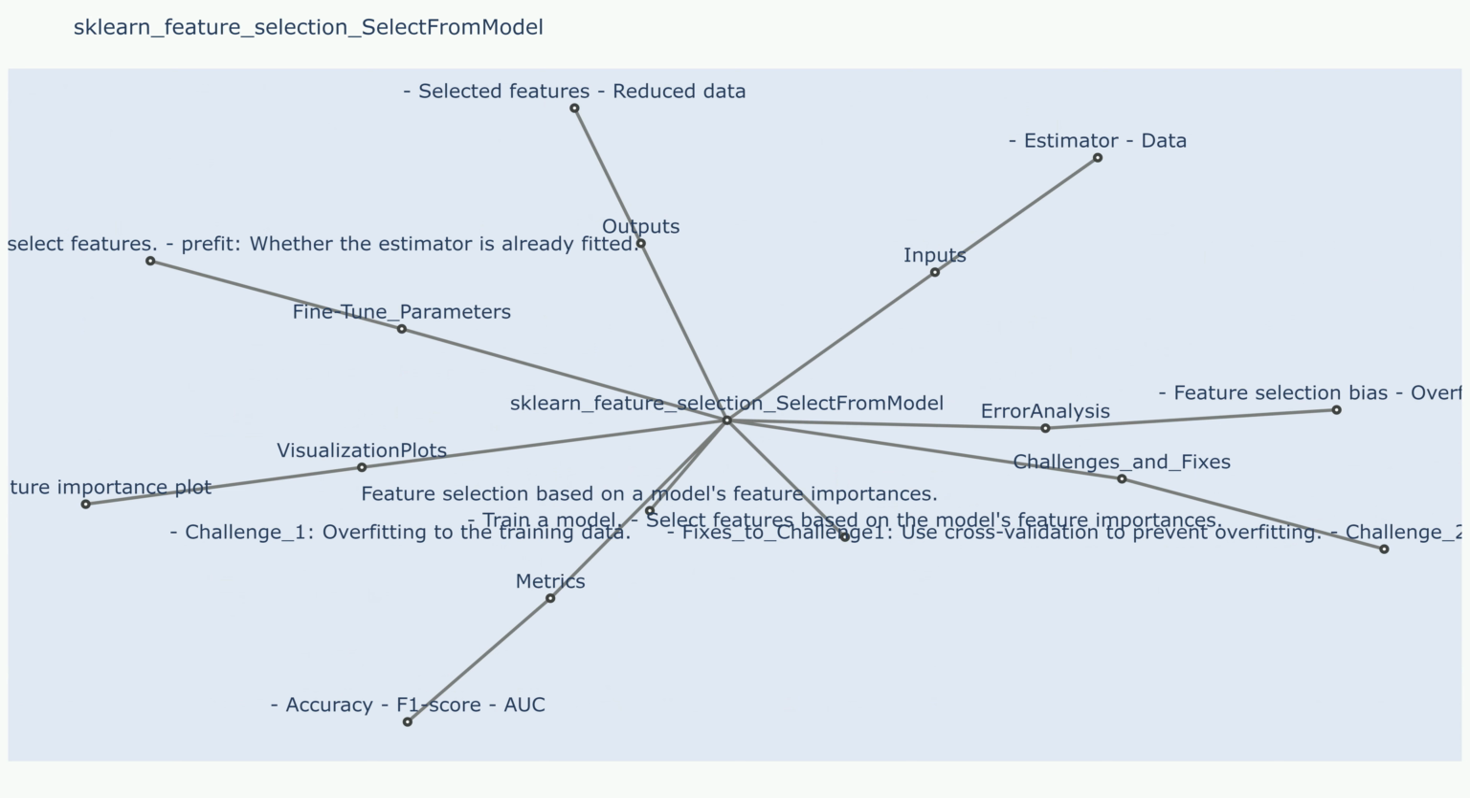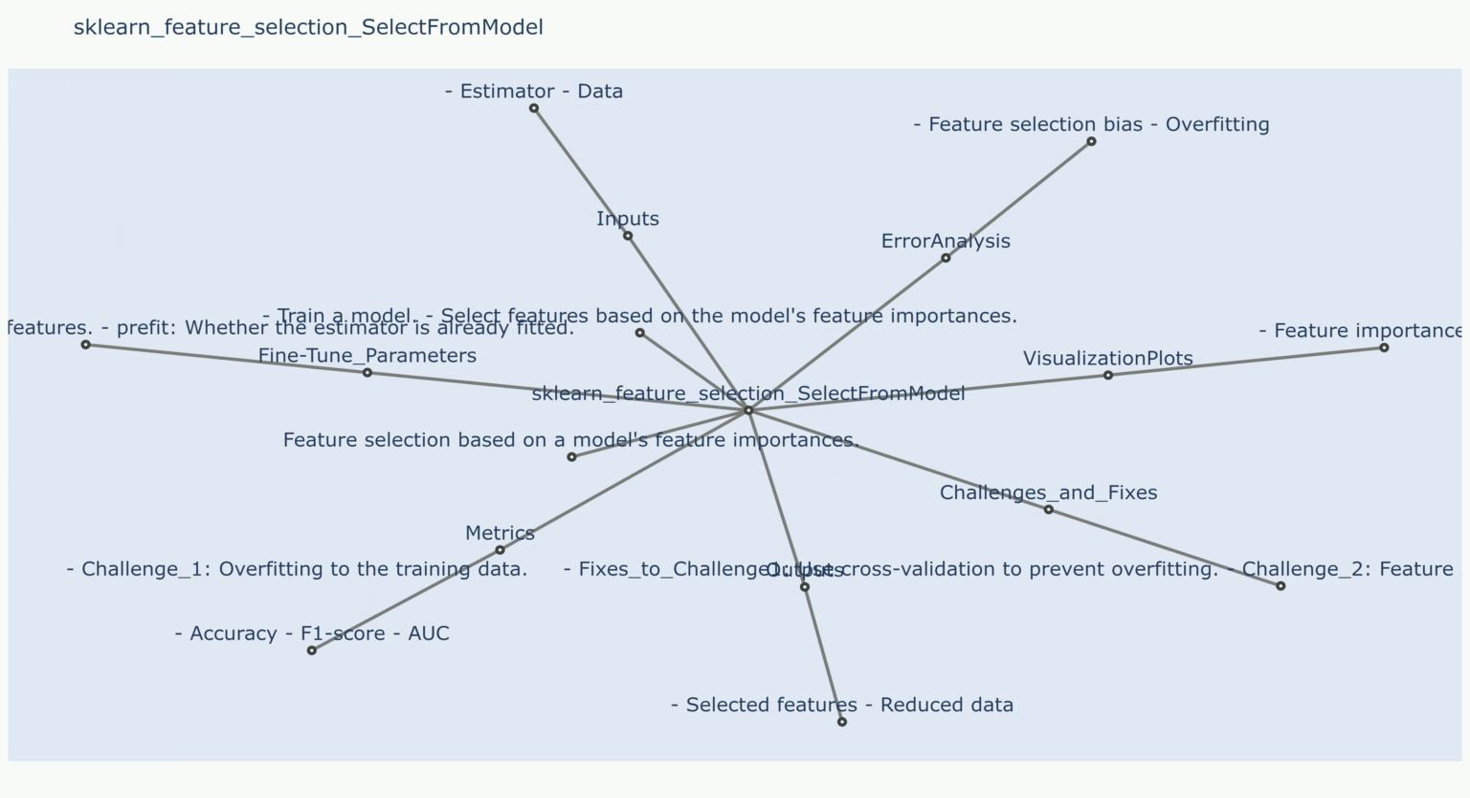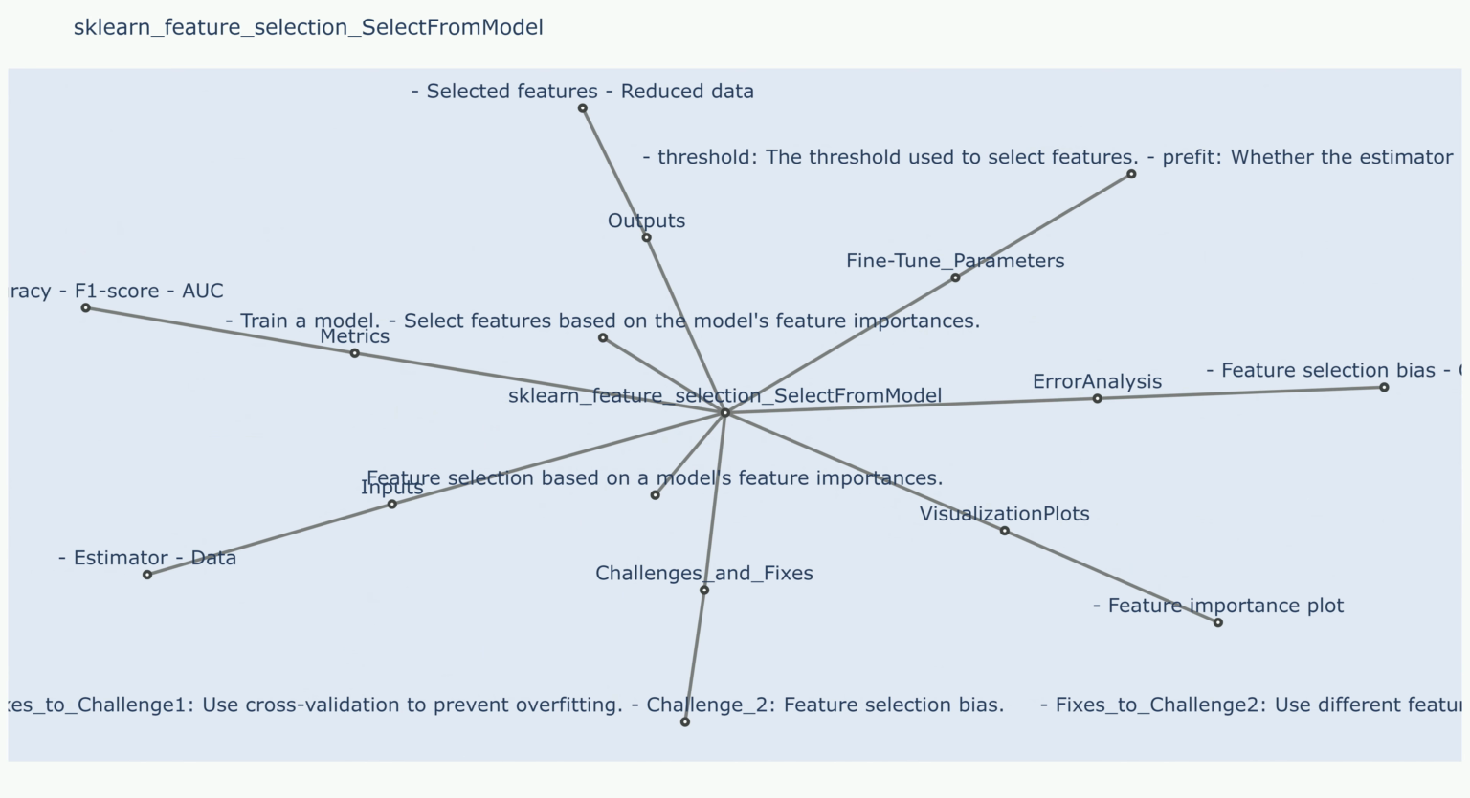Metrics. Feature importance scores. The importance scores assigned to each feature by the trained estimator. Visualization plots. Feature importance plot. Visualizing the feature importance scores using a bar chart or a heat map can help identify the most influential features. Fine-tune parameters. Threshold. This parameter determines the selection criteria. By setting a higher threshold, you'll select fewer features and vice versa.